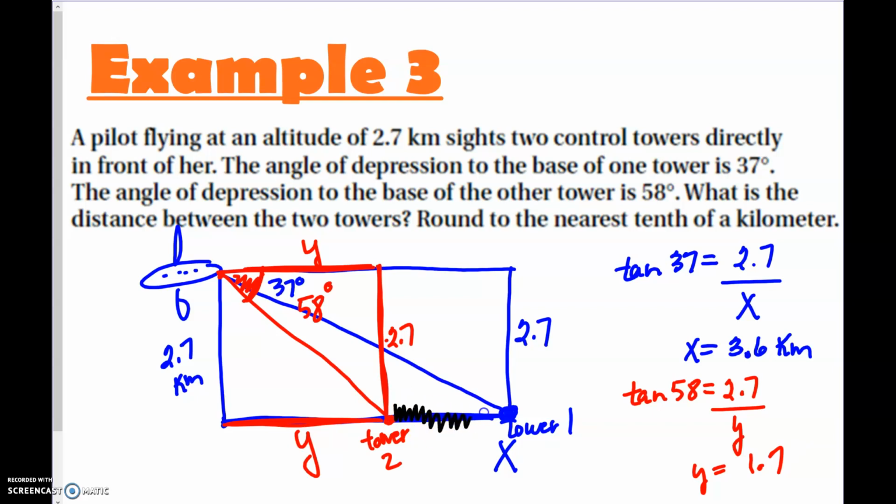How long is this between the two? Well, if we take x value and subtract y value, so if we take 3.6 and subtract 1.7, so 3.6 minus 1.7 should give us 1.9. So the distance between the two towers is going to be 1.9 kilometers. All right, good luck on this homework with the angle of elevation and depression.